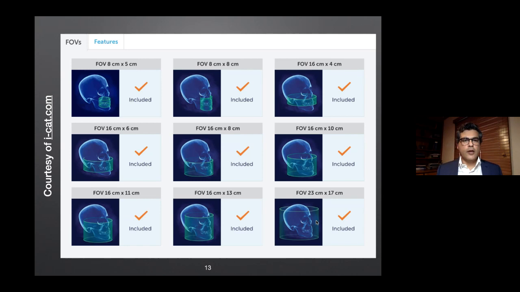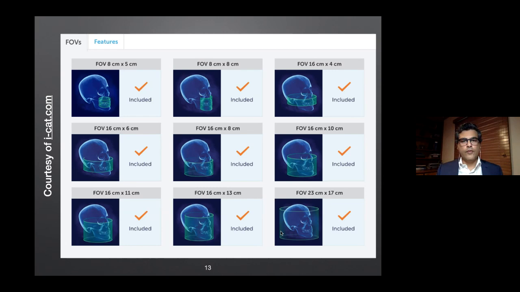If you go to the last image here, the green circle is significantly larger. It's pretty much covering the whole head, and the diameter is 23 centimeters and the height is 17 centimeters. So 8 centimeter by 5 centimeter would be considered a small field of view. There are multiple fields of view in between, and 23 centimeter by 17 centimeter is considered a large field of view. Selection of the field of view depends on the indication, or your primary purpose of taking the scan, and we'll talk about that during the presentation.